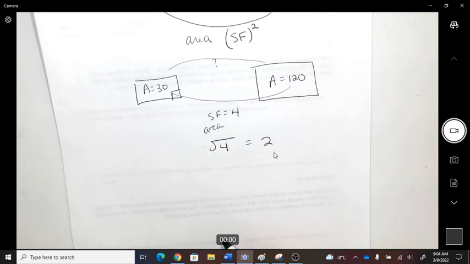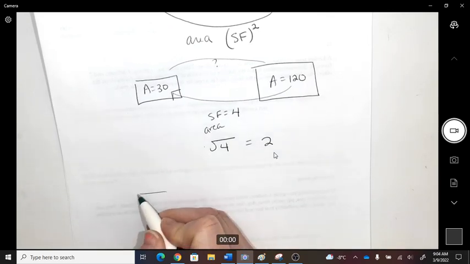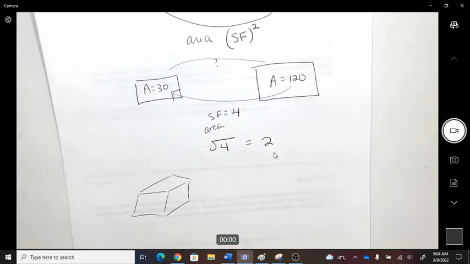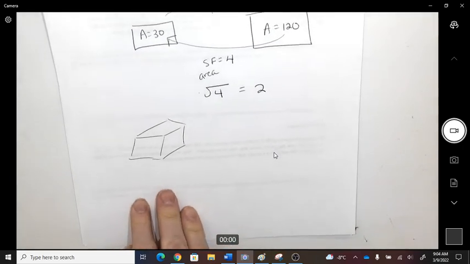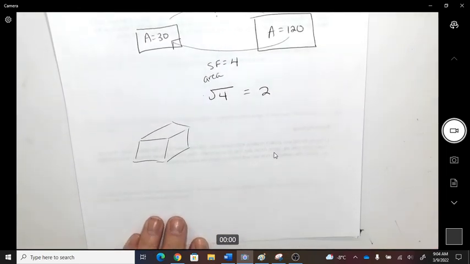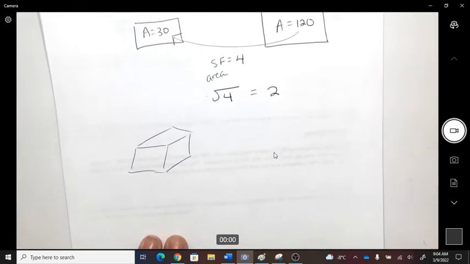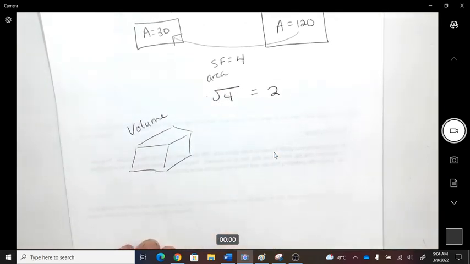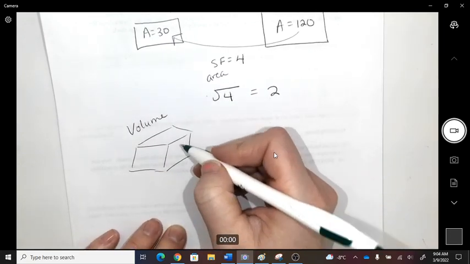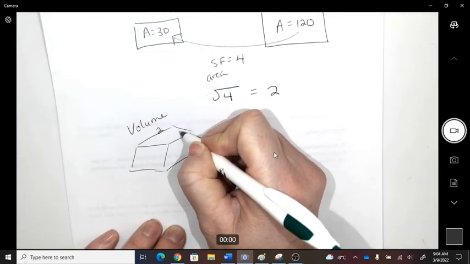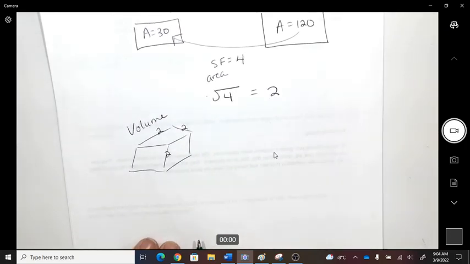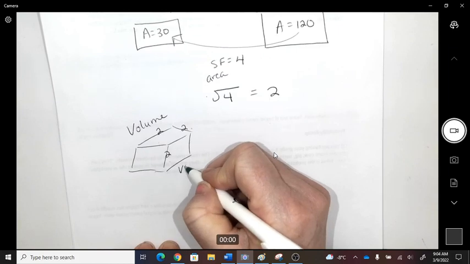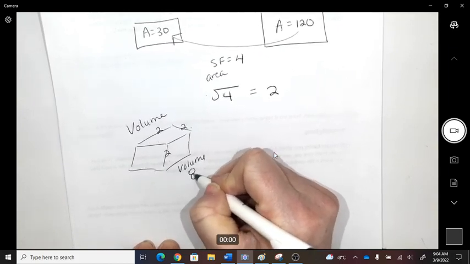Okay, let's try now 3-dimensional. Do you know what I mean by 3-dimensional? Like a dice is a 3-dimensional object. So instead of having area, what do you have when you have a 3-dimension? This would be a volume. Let's say each side is 2. So 2 times 2 times 2 has a volume of 8.